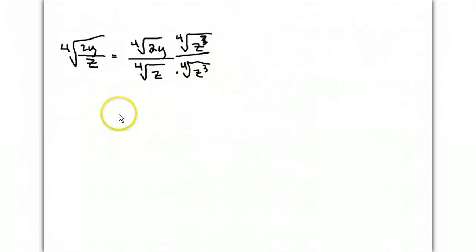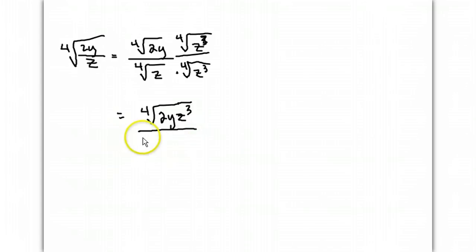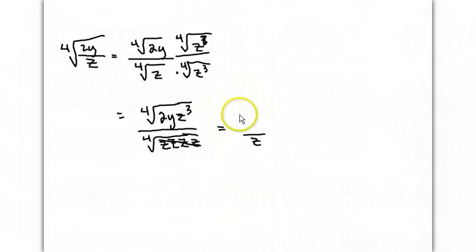So what we end up having is the fourth root at the numerator of 2y z to the third, because you just put those together, divided by the fourth root of 4 z's. 1, 2, 3, 4. And 4 z's will come out of a fourth root and just leave you with z. And the top will just be the fourth root of 2y z to the third.